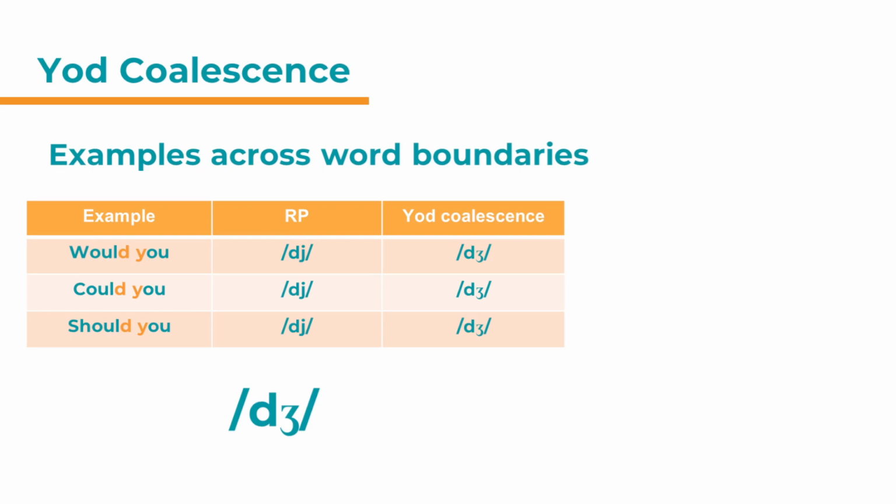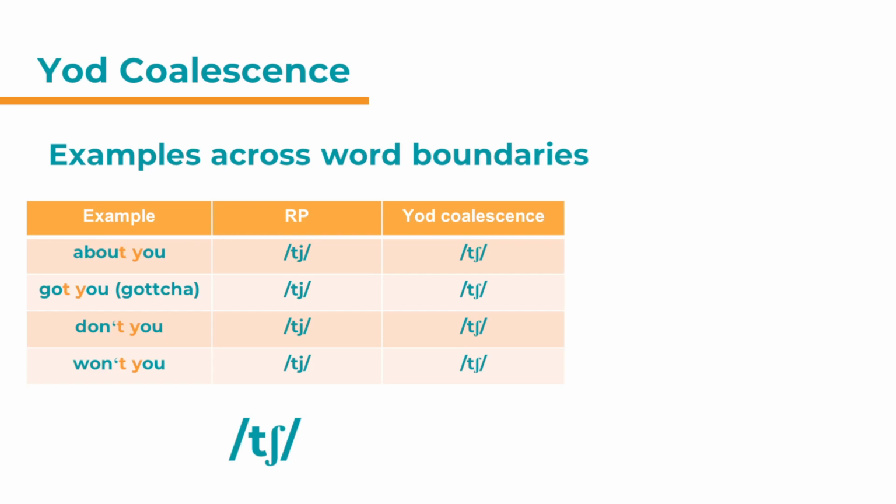Let's look at some more examples of Yod Coalescence across word boundaries. First of all, examples with J. Again, we have received pronunciation and then Yod Coalescence. Would you? Could you? Should you? And I'm pretty sure you will have heard both varieties because both are still commonly used.